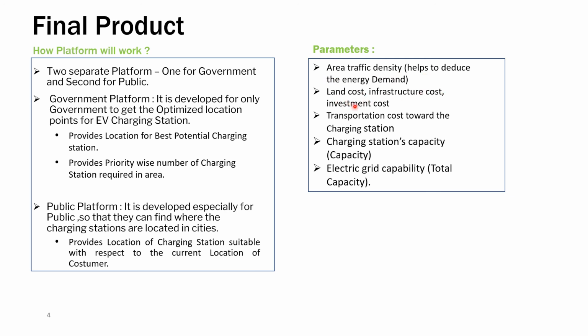It works on parameters like area, traffic density, land cost, infrastructure cost, investment cost. Priority can be decided with these too. Also transportation cost, the charging station's capacity, that is how much the charging station has the capacity to charge, as well as electric grid capability, that is, the final power source from where the electricity will come into the charging station. We have to see this capacity also. So basically, these are the parameters which we have included in it.